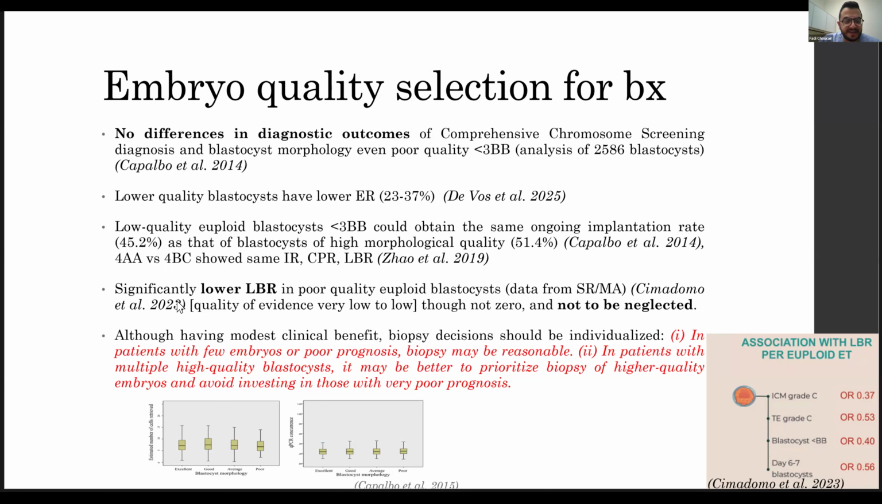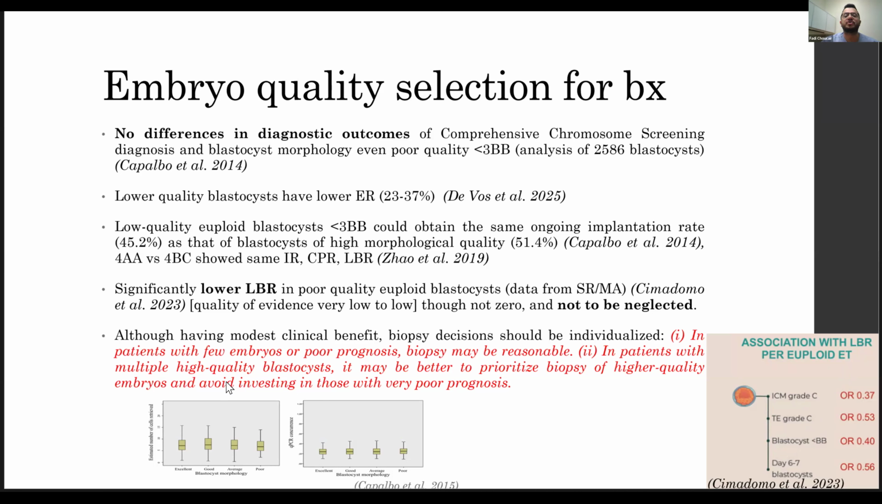However, other data showed significantly lower live birth rate in poor quality euploid blastocysts. Those are data from a systematic review and meta-analysis. Here we see there's an association between live birth rate and the euploid blastocyst. Here we have an inner cell mass grade C, trophectoderm grade C, with significantly reduced live birth rate. So we know a poor quality embryo has a lower clinical outcome, but it's also not zero. So it should not be neglected.